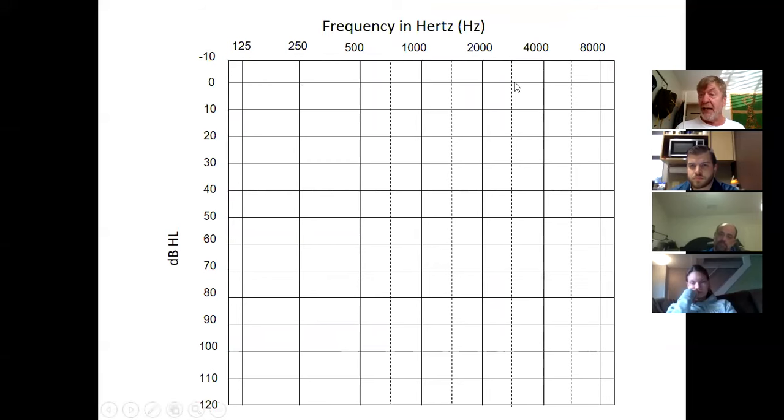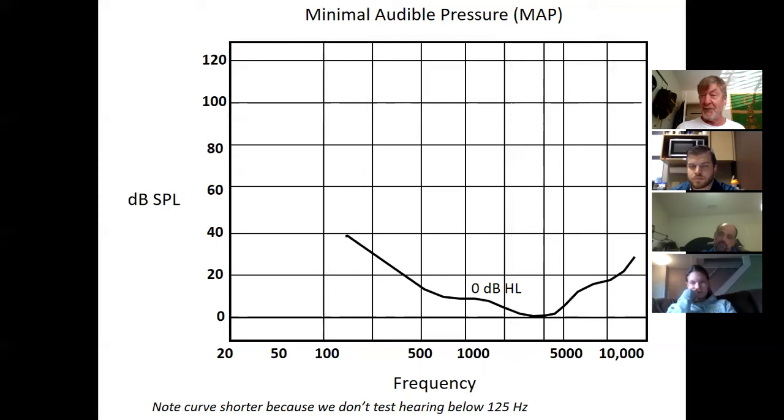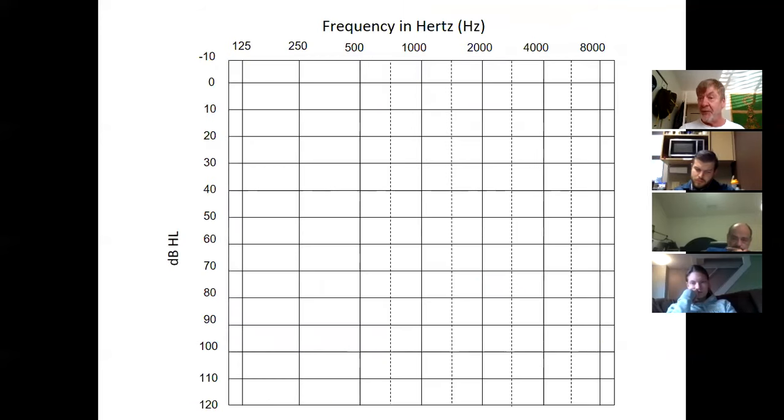But that zero flat line really is this, okay? And it's very important. If you hear me kind of repeating like this, count on it. It's on the final. You have to understand the relationship between 0 dB SPL, 0.0002 dynes per centimeter squared, what that zero represents, what MAF represents, what MAP represents, and how do we get to 0 dB HL.